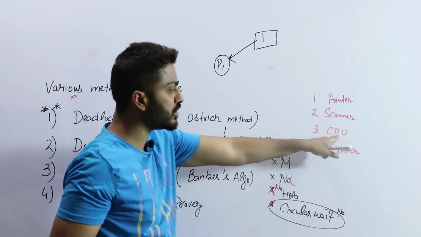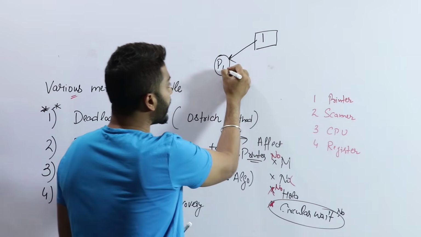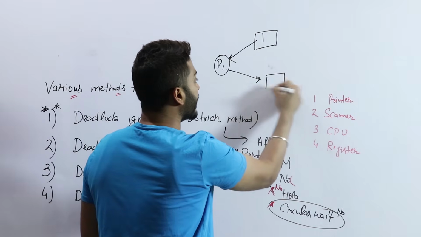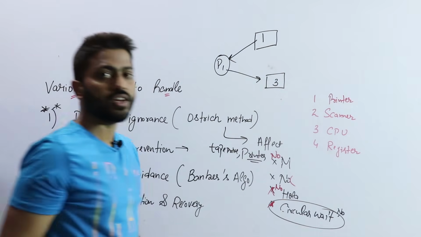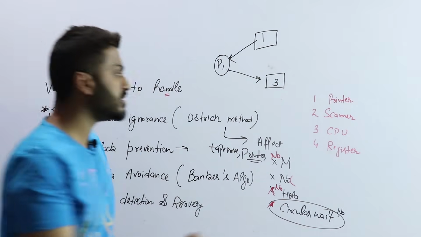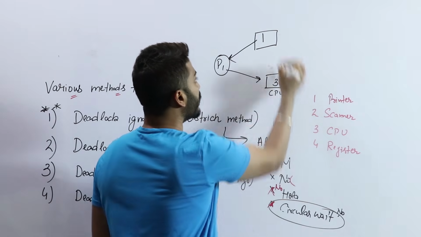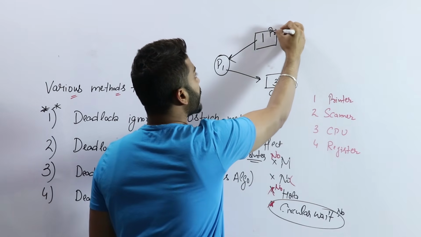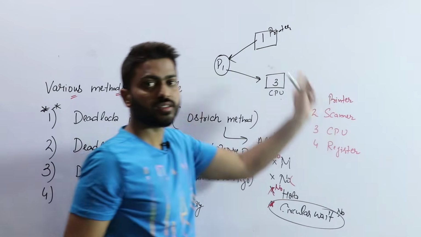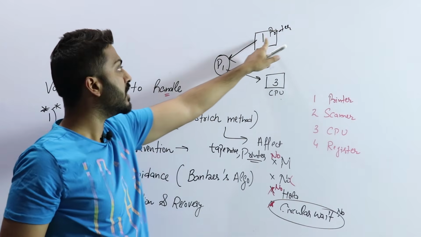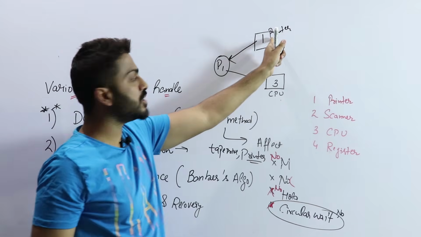Let's say now it wants the CPU. So can it request the CPU? Yes, it can request resource number 3, that is CPU. What is resource number 3? CPU. What is resource number 1? Printer.